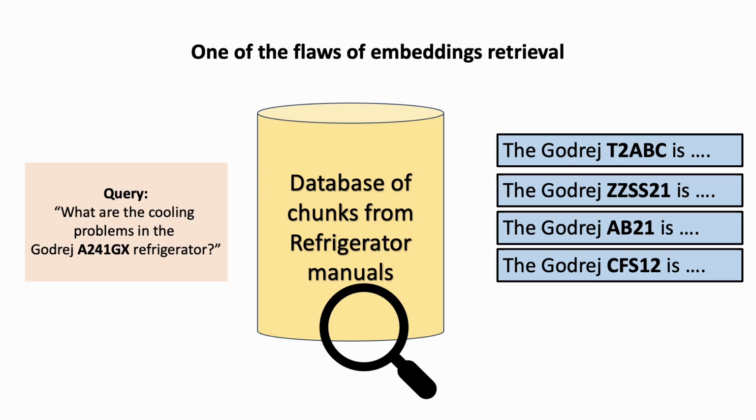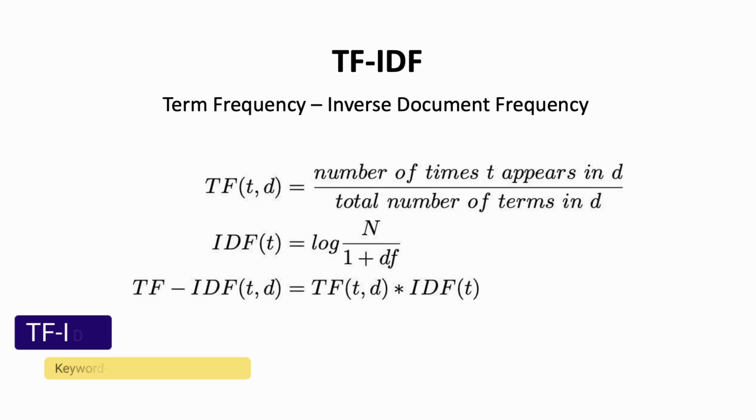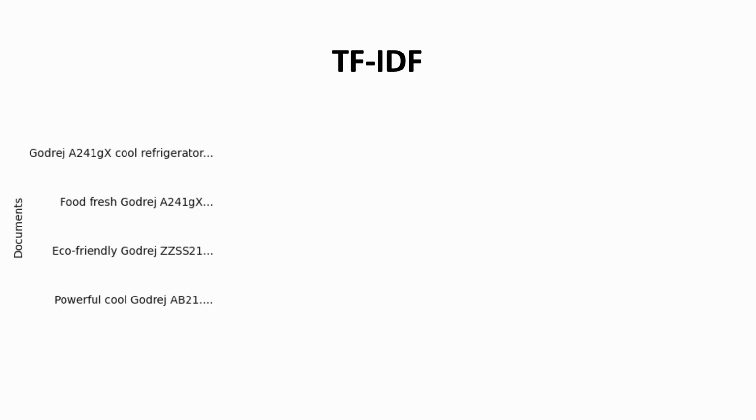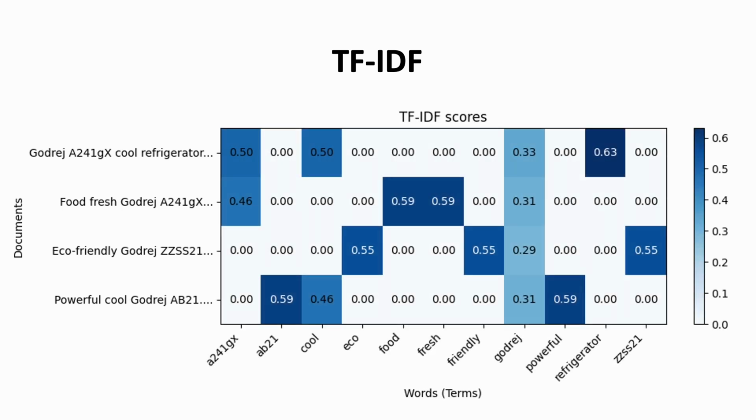And that brings us to the alternative to embeddings retrieval: keyword-based retrieval. Two popular keyword-based methods are TF-IDF and BM25. These algorithms focus on statistical relationships between the terms in the documents and the queries. TF-IDF weighs the importance of words based on their frequency in a document relative to their frequency in the entire corpus. See, every document in our dataset will be represented by an array of TF-IDF scores for each word in the vocabulary.